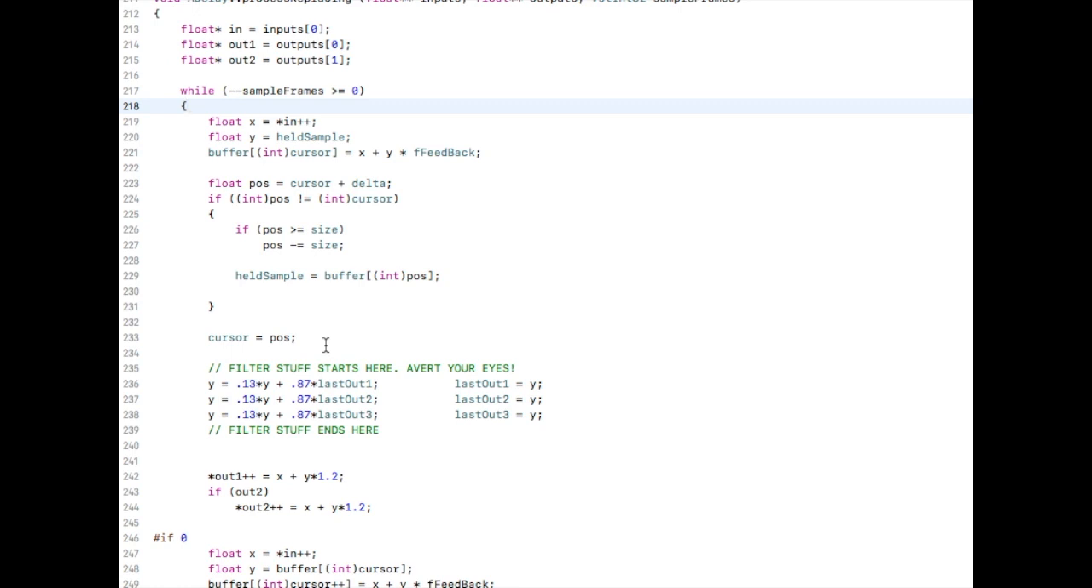Otherwise, next time we'll be getting more into filters. Like I said before, a delay line is a kind of filter. You might be asking why, and I'll explain that next time.